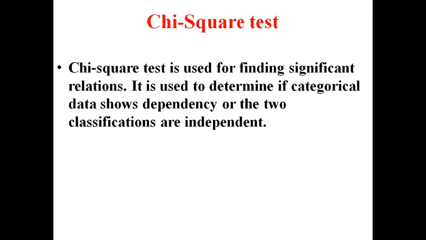So what exactly is the chi-square test? Chi-square test is used for finding significant relations. It is used to determine if categorical data shows dependency or the two classifications are independent. So in chi-square test, we find the relationship between two variables if the data is categorical.